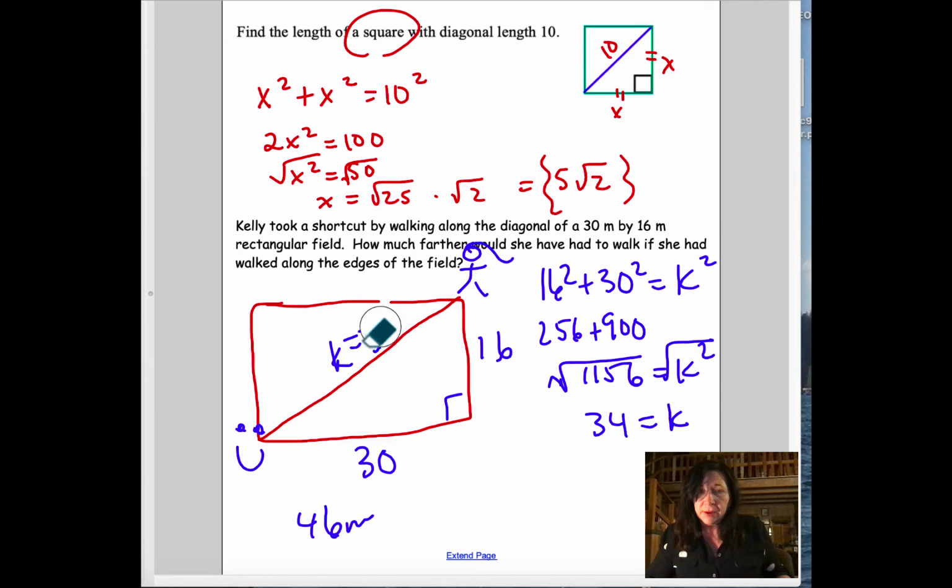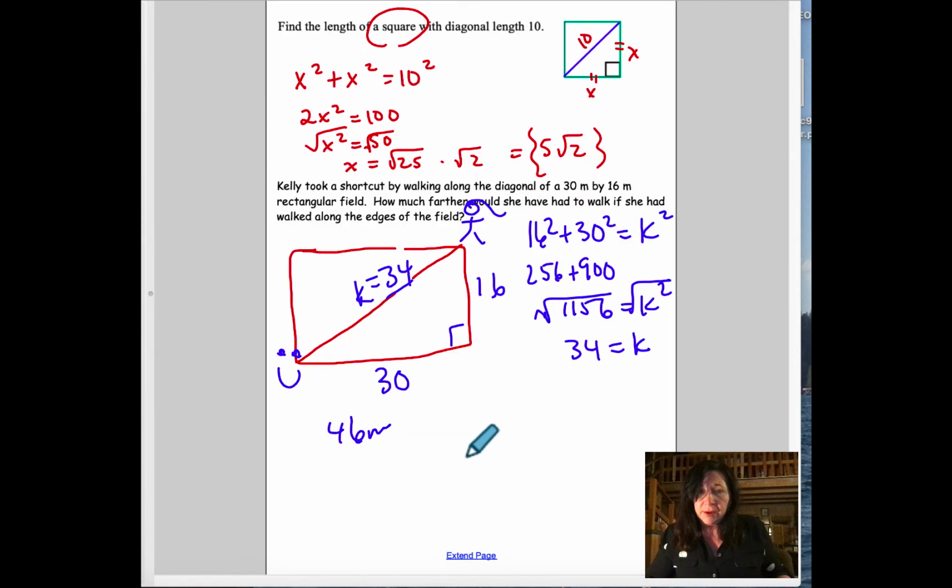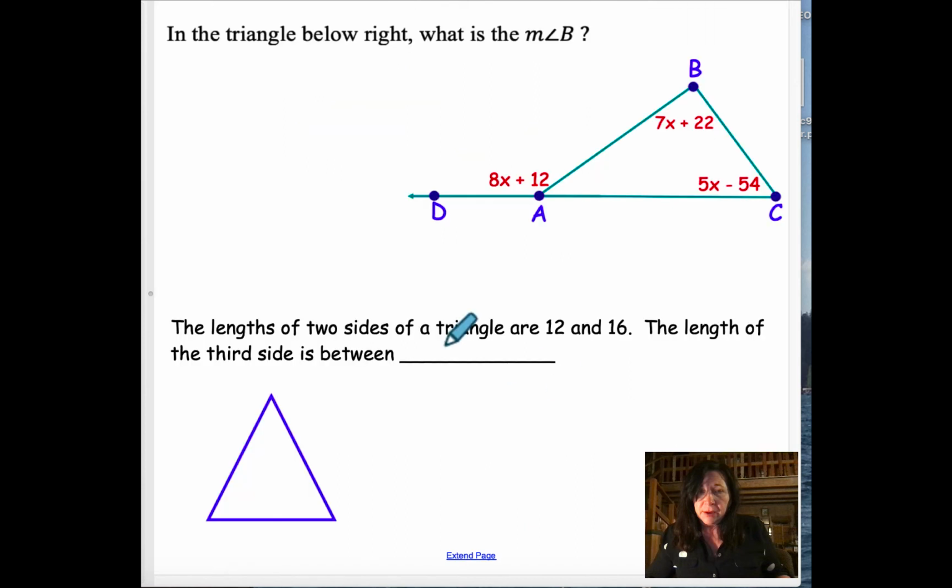So this is 34, which then means, by the way, if she had walked along, how much farther is that? I would just go 46 minus 34, which is 12 meters. She would have had to walk an extra 12 meters. All right, it's not the end of the world.